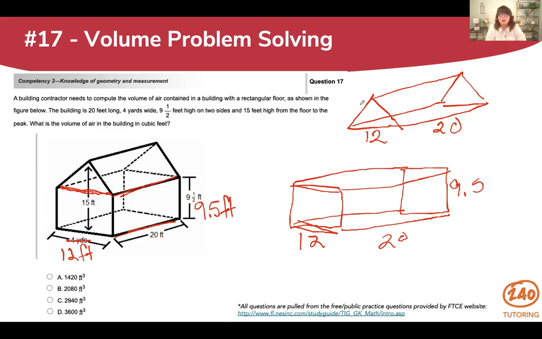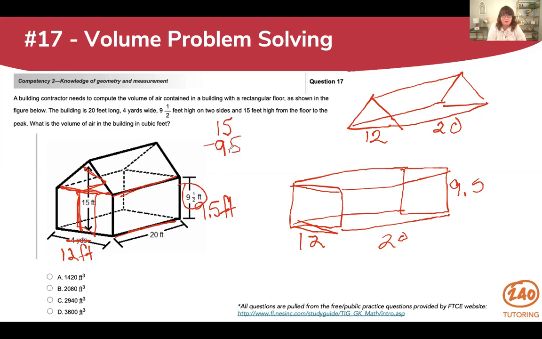And I don't know the height of this, but I have enough information to figure it out, because it told me from here to here, this space right here, it gave me that measurement right here, 9.5. And then it told me the whole thing is 15. So if I just want to know this piece right there, that height right there, I can just do 15 minus 9.5.